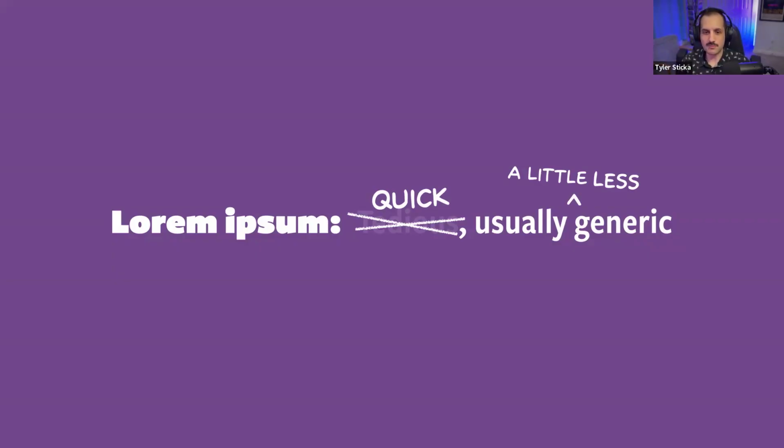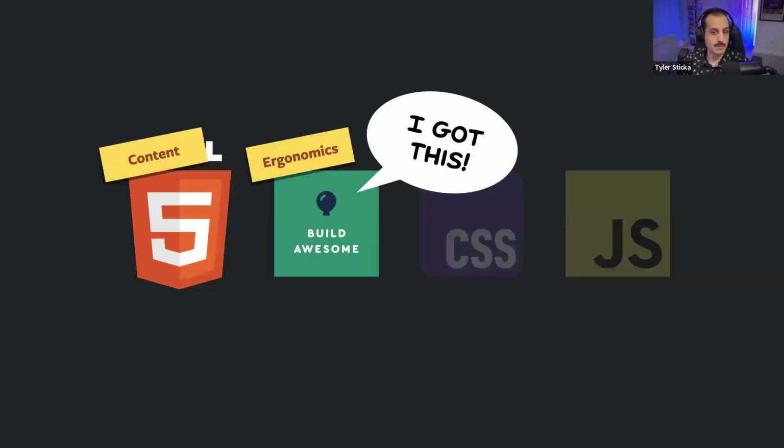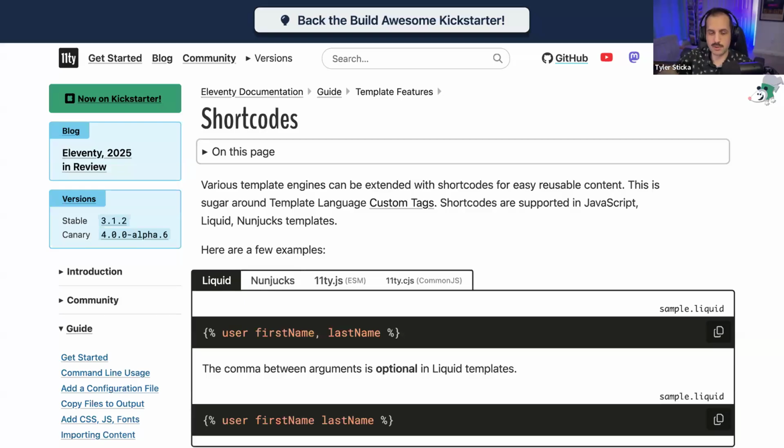And that sounds like a bit of ergonomics, which means that it's probably something we should add to our prototyping platform or our little static website that we use to prototype these things. So my favorite tool for this is Eleventy's shortcodes or build awesome shortcodes. It's going to take me forever.